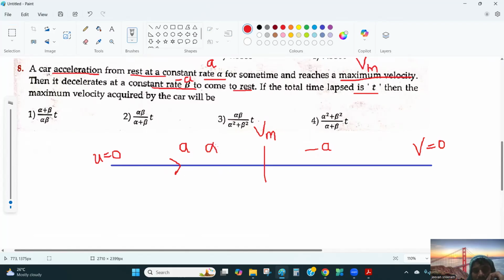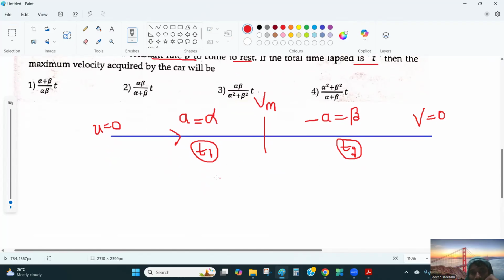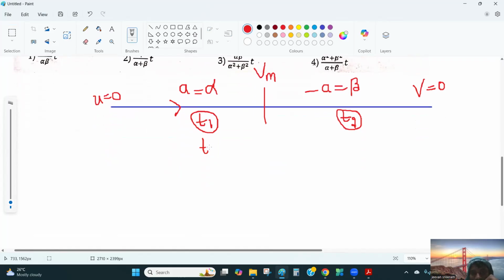So here it was mentioned the acceleration is alpha and the deceleration is beta. Let's take this as T1, the time duration it has accelerated, and T2, the time duration it retarded before it comes to rest, right? So the total time was given: T1 plus T2 is equal to T as per the question.